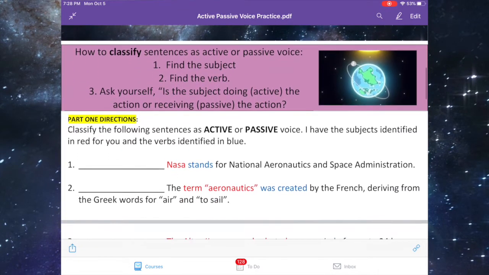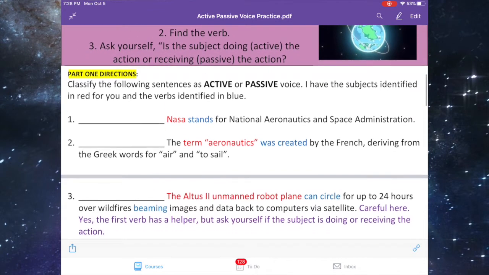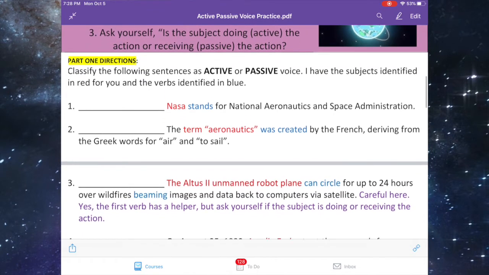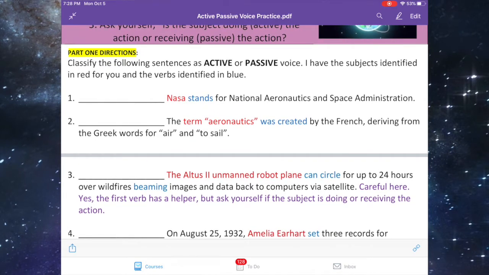So today we're going to classify sentences as active or passive voice. Step one is to find the subject. Step two is to find the verb, and step three is to ask yourself, is the subject doing, active, the action, or receiving, passive, the action? Part one, directions. Classify the following sentences as active or passive voice. I have the subjects identified in red for you, and the verbs identified in blue.